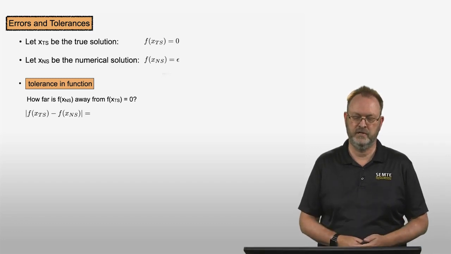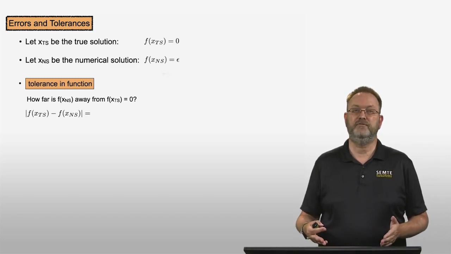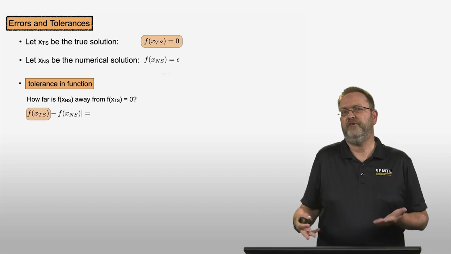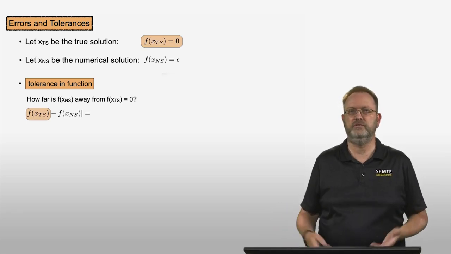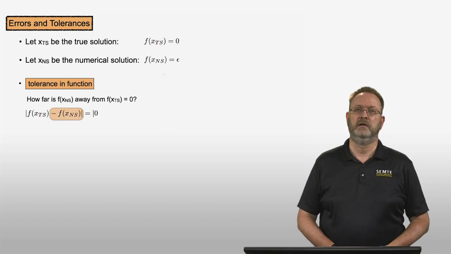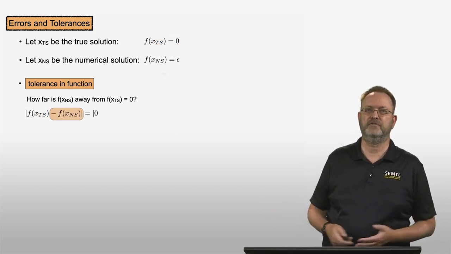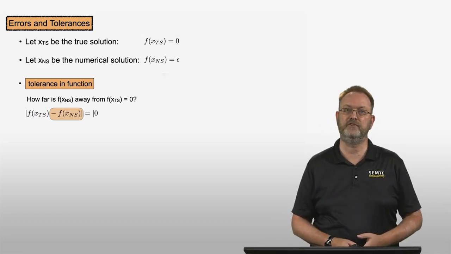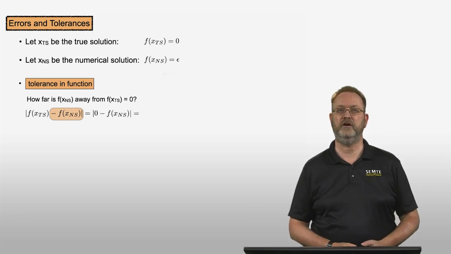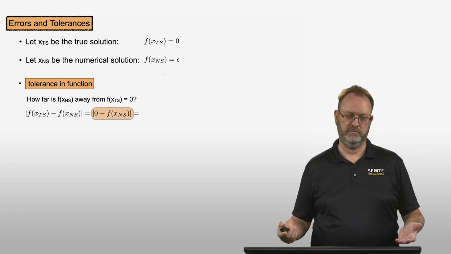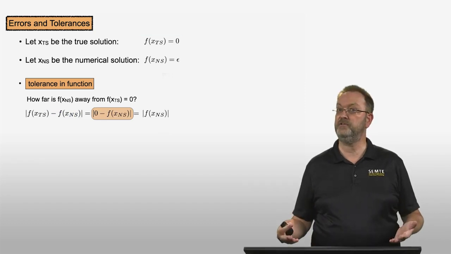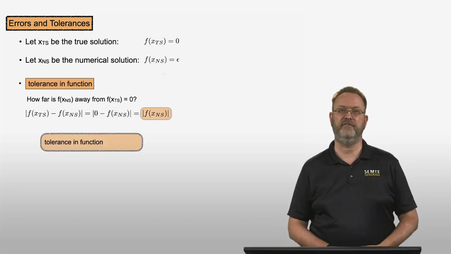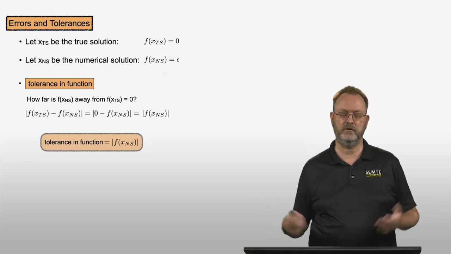Well, let's calculate this. What is the absolute value of the difference of f of my true solution minus f of my numerical solution? Well, f of my true solution, if the true solution is a root, is equal to 0. And my numerical solution, I got some numerical solution calculated. I can plug this into my known function f, and I can calculate what f of the numerical solution is. Now, taking the absolute value of this is simply the absolute value of the numerical solution plugged back into the nonlinear function f of x. And that is the tolerance in function.